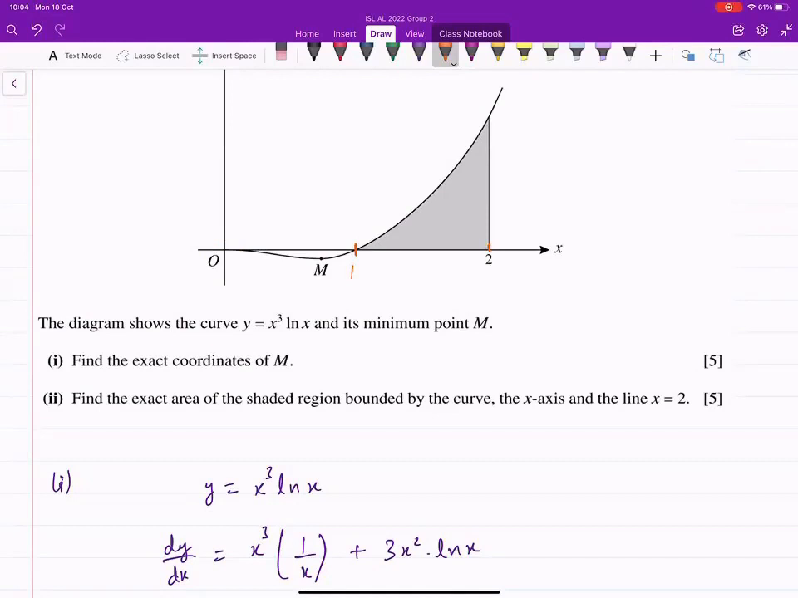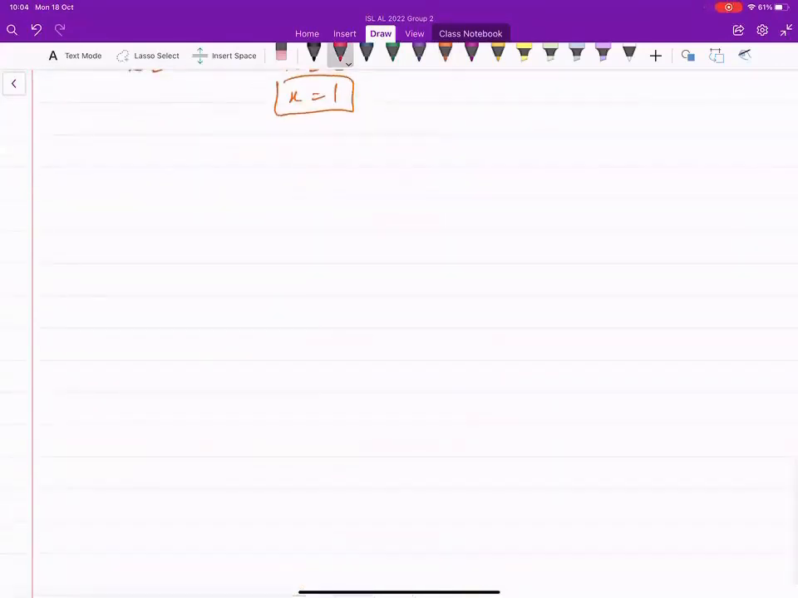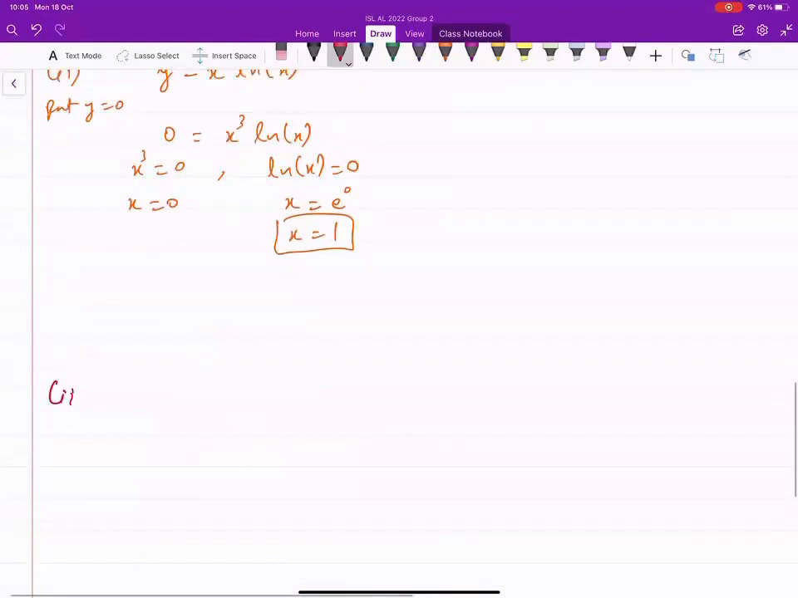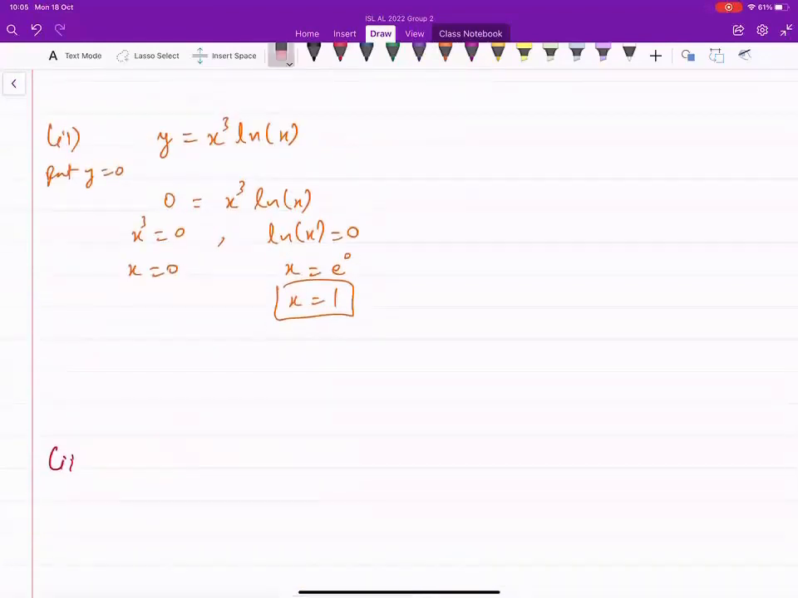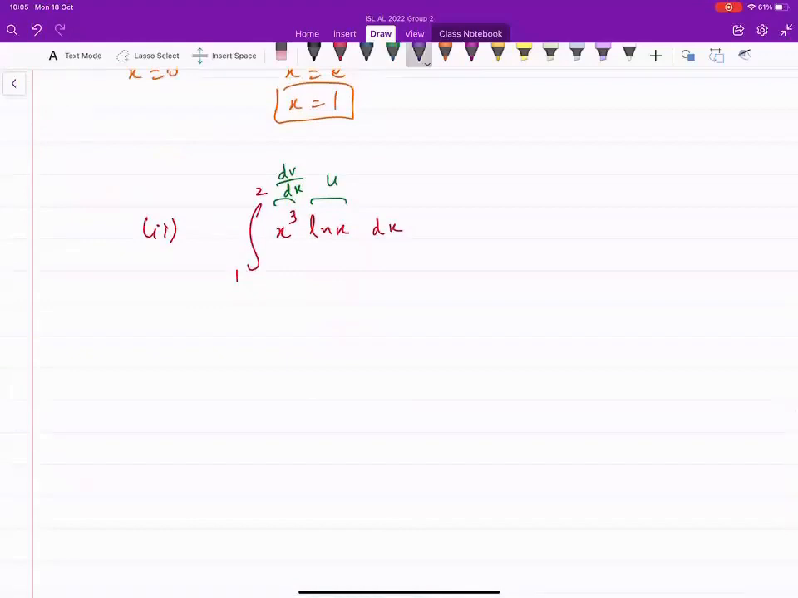ठीक है. So how do you integrate it now? We've got x cube into ln of x. Part 2 तो हमने यहाँ पे शुरू कर दिया था. x cube into ln of x. We integrated with limits 1 to 2. Which one of them should we take as u and which one should we take as dv over dx? ln x को u लेना चाहिए क्योंकि उसको हम इंटीग्रेट नहीं कर सकते डायरेक्टली. This should be dv over dx. And then we just apply the formula.